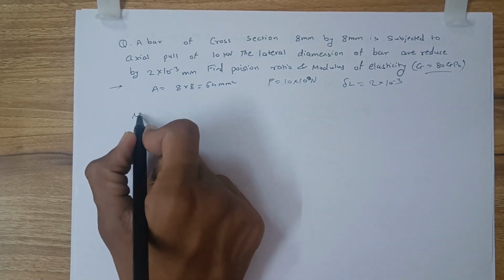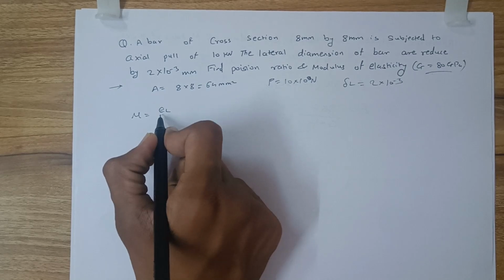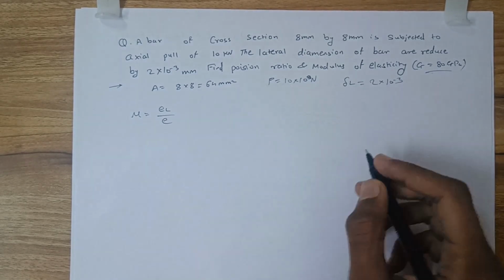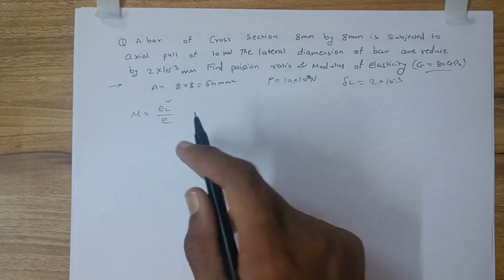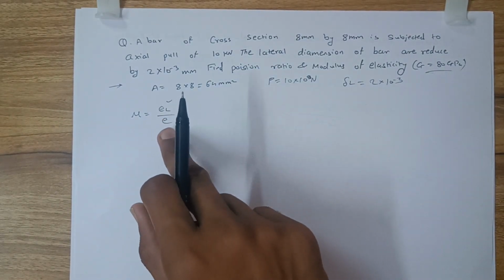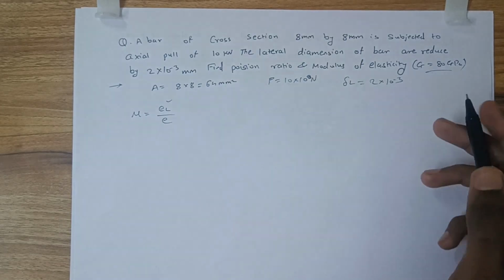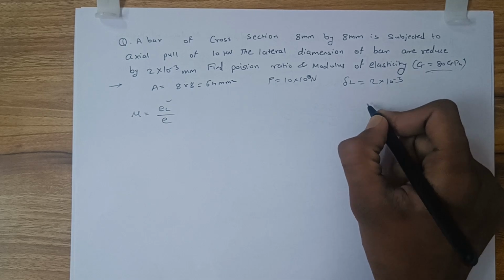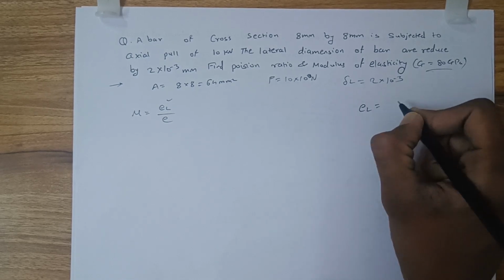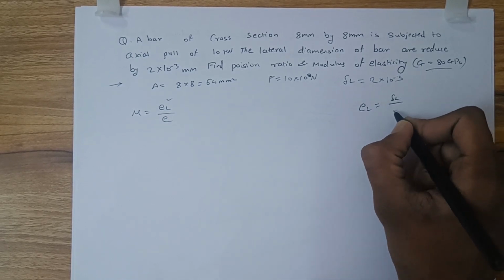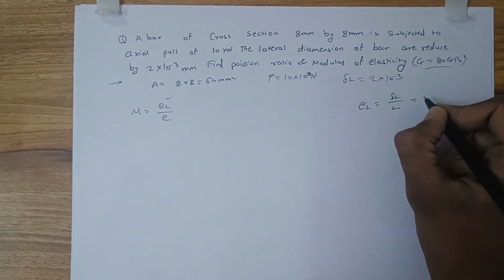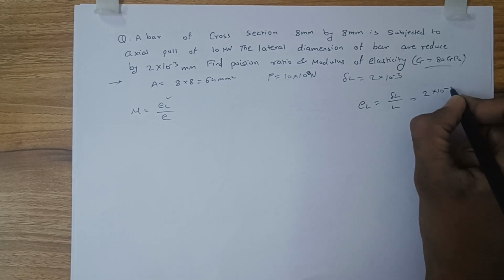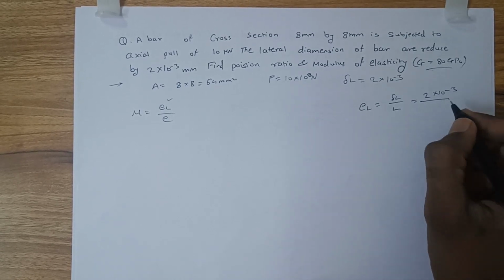The formula of Poisson ratio is lateral strain upon linear strain. So we have to find lateral strain and linear strain to find the Poisson ratio. Now using the formula, lateral strain is equal to change in lateral dimension upon original dimension. So the change in lateral dimension is 2 into 10 raised to minus 3 and the original dimension is 8.